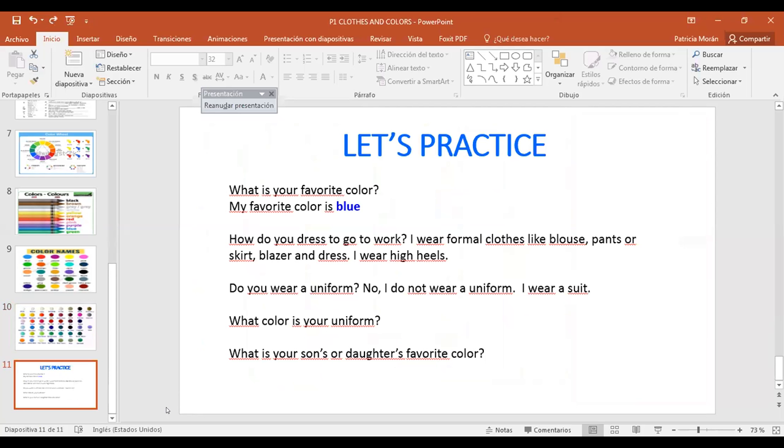So what are we going to do now? ¿Qué vamos a hacer ahora? We are going to go back to the breakout rooms and now we are going to practice by sharing if we wear or not, for example, a uniform, right? Vamos a compartir si usamos uniforme.